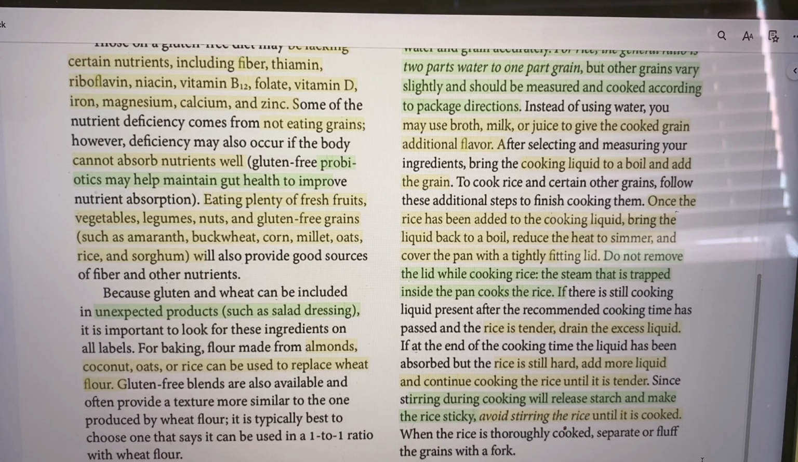So after you take the lid off and it's just perfect, then you just fluff it with a fork a little bit. Maybe put some butter on it if you need to. If you like, add lemon or butter or whatever you like to the rice, or just fluff it and it's ready to eat.